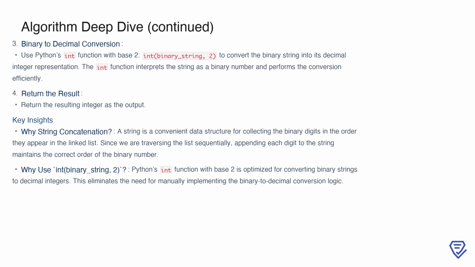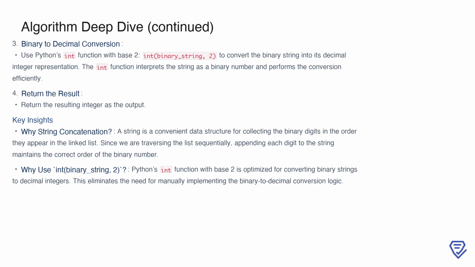Once we have the complete binary number as a string, we proceed to the conversion step. Here, we use Python's built-in int function with base 2. By calling int(binary_string, 2), we convert the binary string into its decimal integer form. This function interprets the string as a binary number and performs the conversion efficiently. Finally, we return the resulting integer as the output.